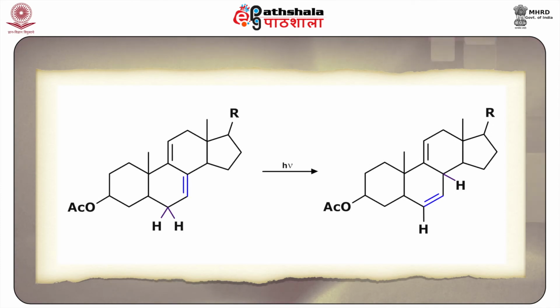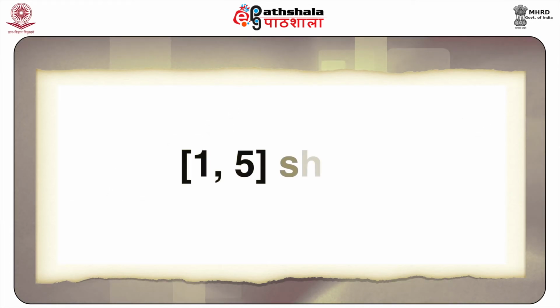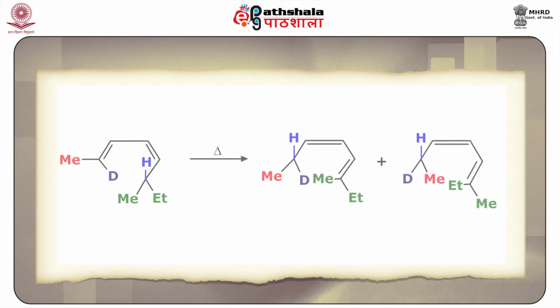Another example of a photochemically allowed 1,3 sigmatropic shift in steroids is shown. Next, let us talk about 1,5 shift reactions. As compared to 1,3 shifts, in the case of 1,5 shifts, suprafacial thermal rearrangements are quite common, while photochemical rearrangements are rarely observed. The following reaction gives an example of a 1,5 shift, as can be seen in the equation.